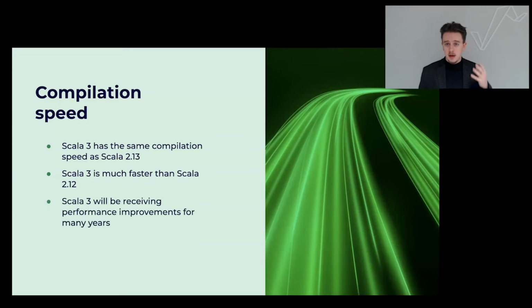And the last thing worth mentioning is that Scala 3 is the only version of the compiler that is being actively developed right now. This means that Scala 3 will be receiving performance improvements for many years. That's not for sure, but it can only be faster from now on. And for older versions of the compiler, 2.13 and especially 2.12, there is a slim chance that they will be any faster in the future.